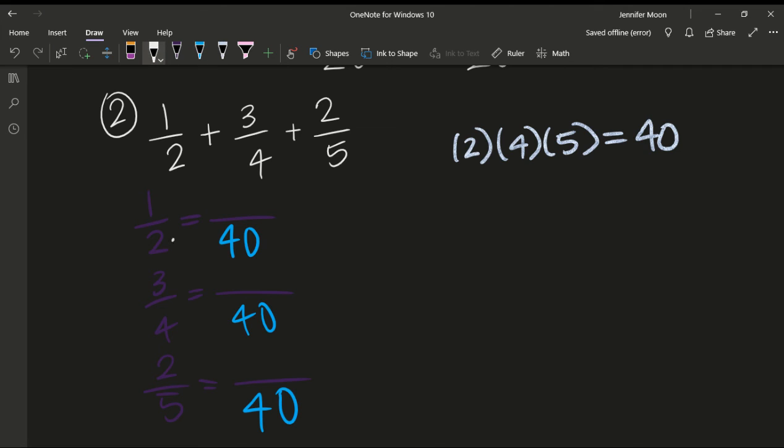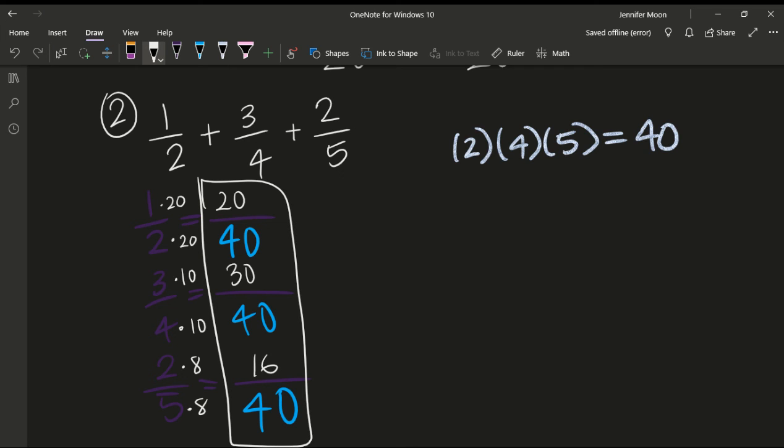Mathematically, I had to do 2 times 20. What you do to the bottom, you have to do to the top, right? Mathematically, I had to do 4 times 10. What you do to the bottom, you also do to the top. Mathematically, I had to do 5 times 8. What you do to the bottom, you also do to the top. These are my new fractions. I'm going to go ahead and write all these out.